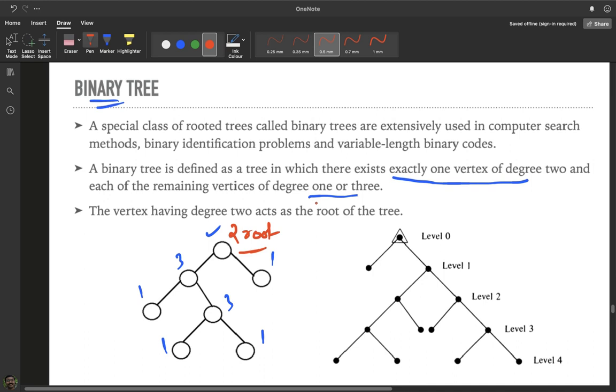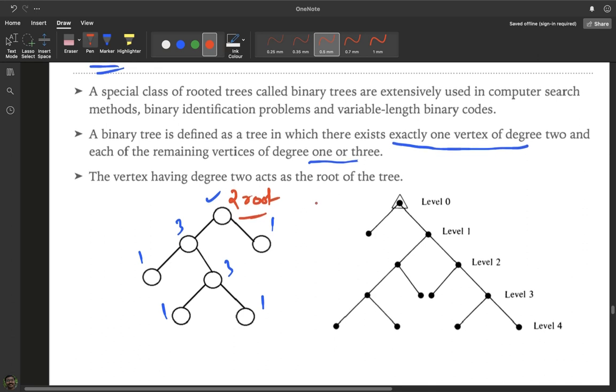For our case, a binary tree will be a tree in which there is exactly one vertex of degree 2 and all the vertices have degree 3 or 1. Basically these trees are very useful in searching algorithms. We will see that later.